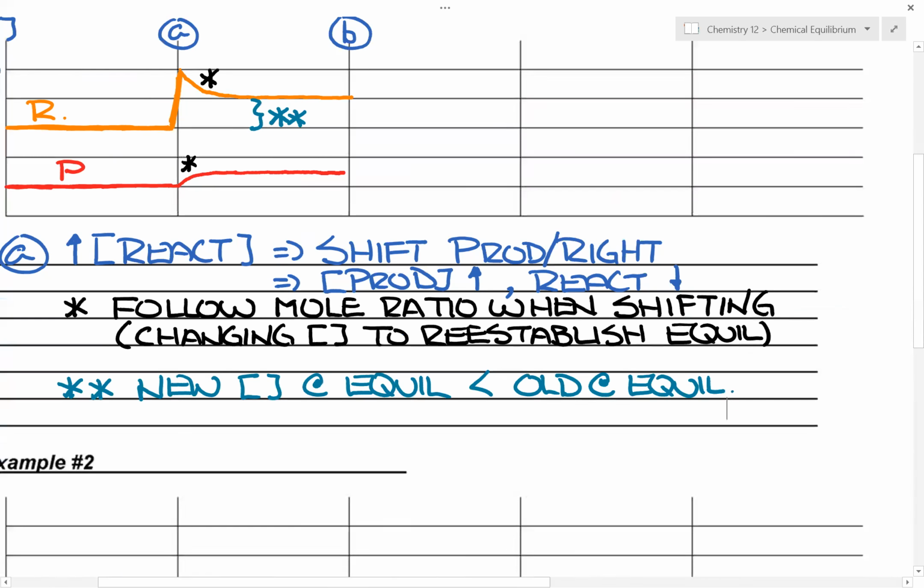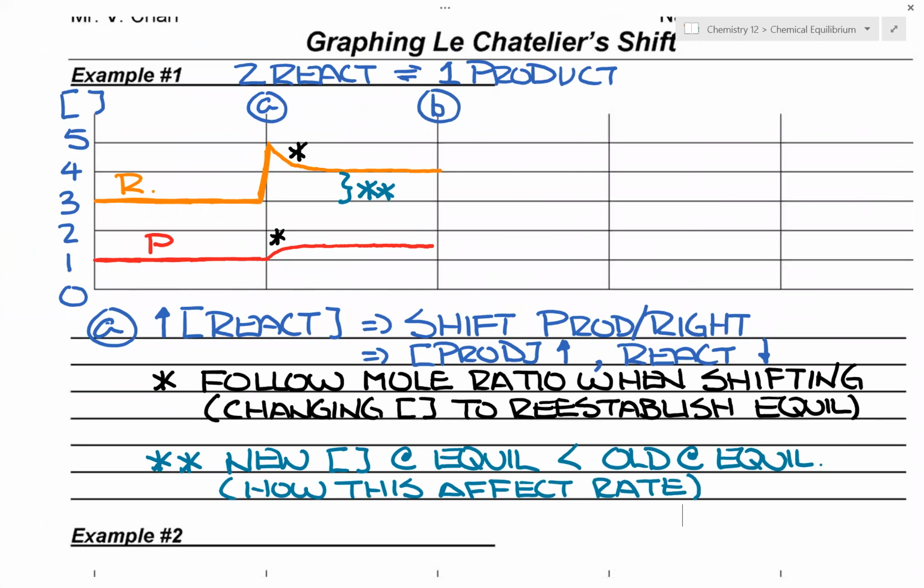Also, please make sure you think about how this affects the rate. Going back to this particular scenario, when equilibrium is reestablished, because the new concentration is greater than the old concentration, the new rate at equilibrium is greater than the old rate at equilibrium. So please be aware of that.